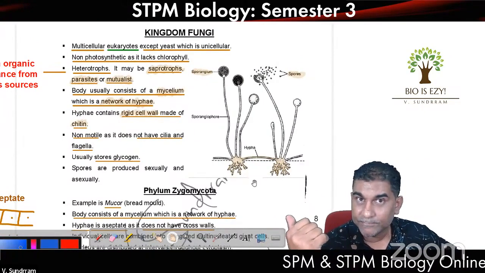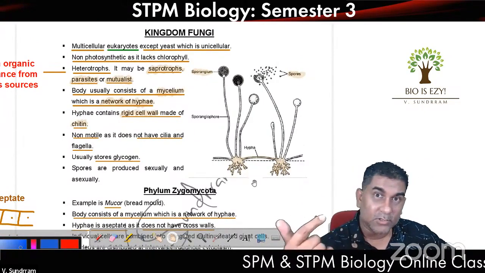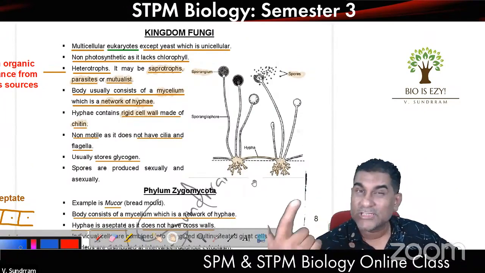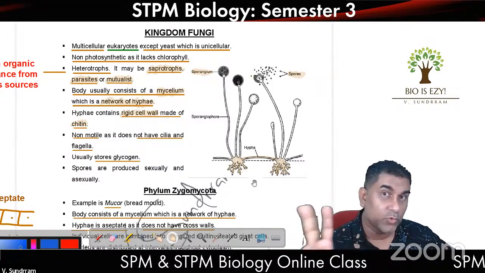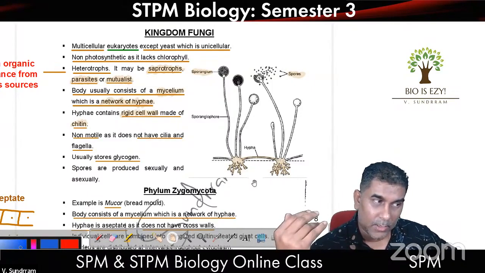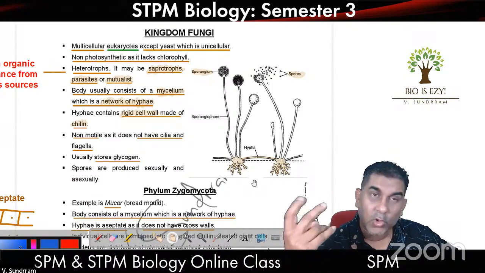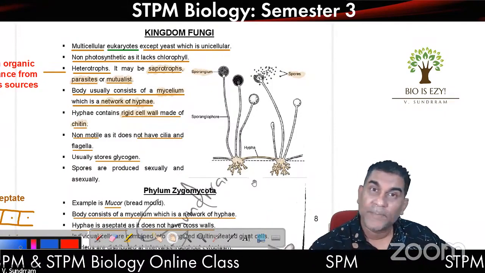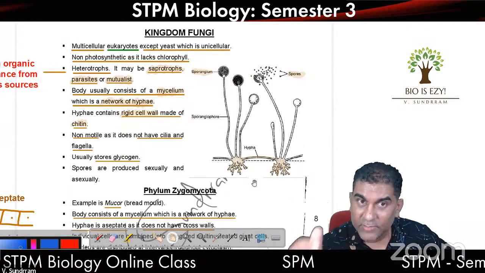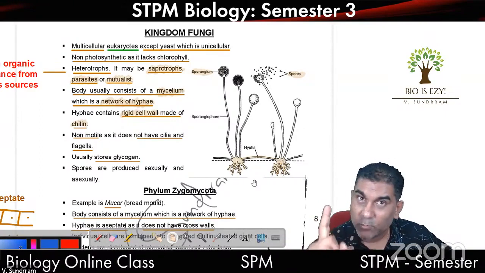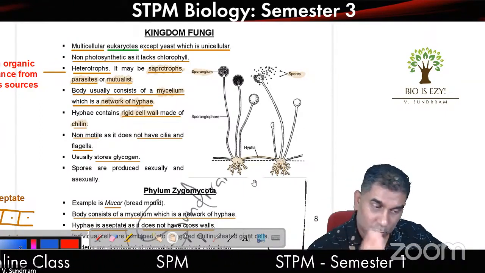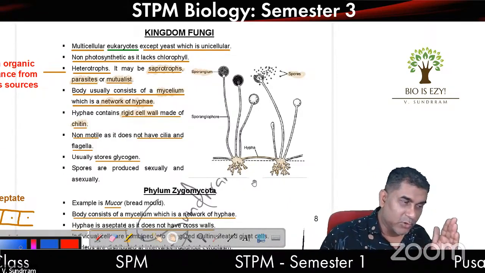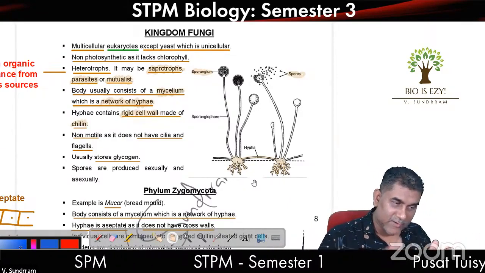So prokaryote done. After prokaryote, we went into Protoctista. Under Protoctista, you learn 2 phylum: Chlorophyta and Zoomastigina. Then we came to kingdom fungi. There's only one phylum in our syllabus, Zygomycota. So prokaryote done, Protoctista done, fungi done.